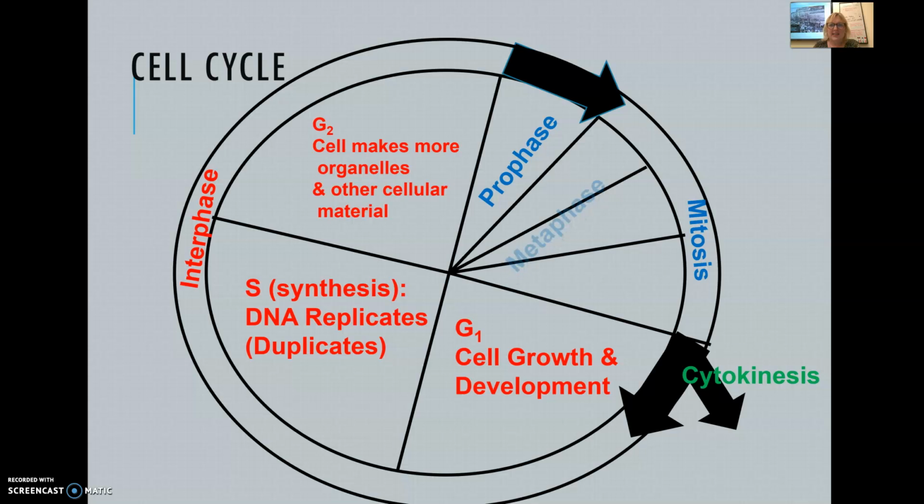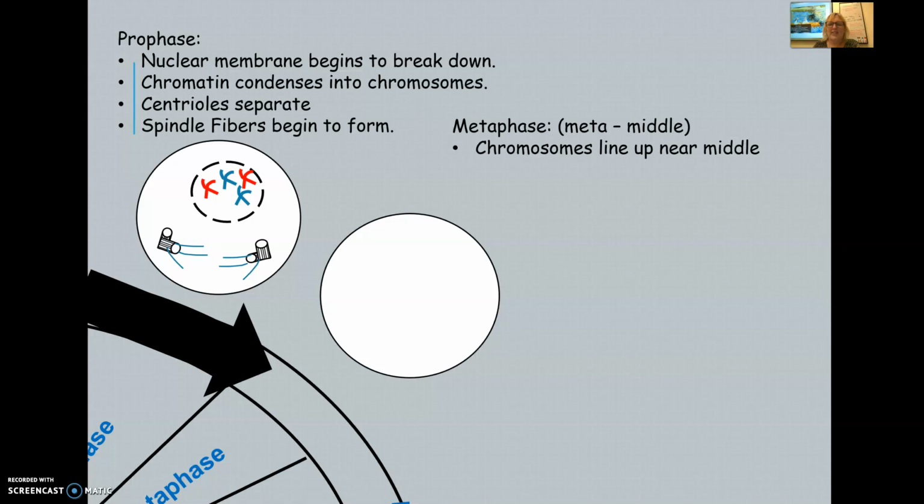So, it looks like I put it in there. There you go. Now you can see the metaphase. So we'll go back over here, and where it says meta means middle, the chromosomes line up near the middle, or sometimes people will say near the equator of the cell.